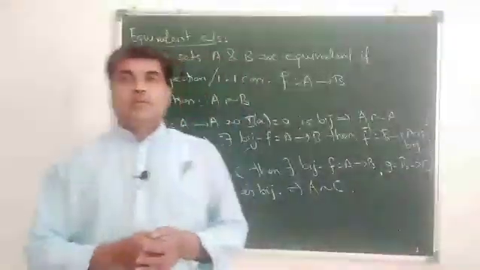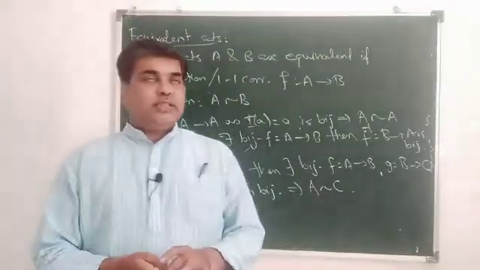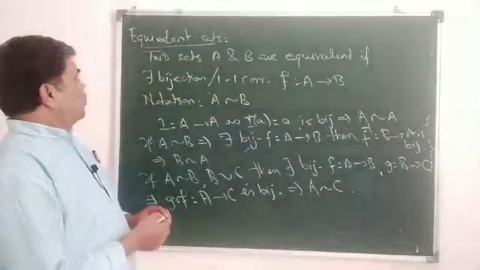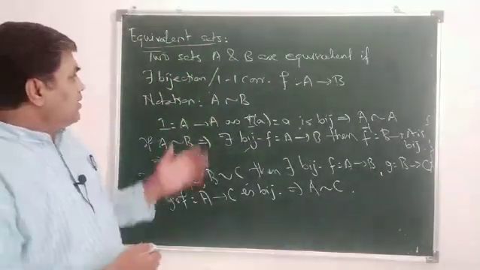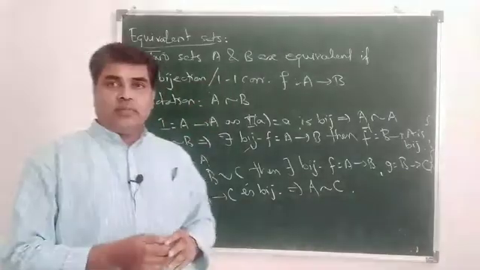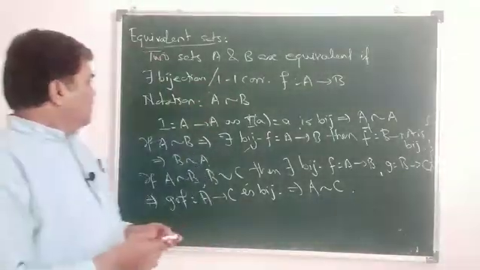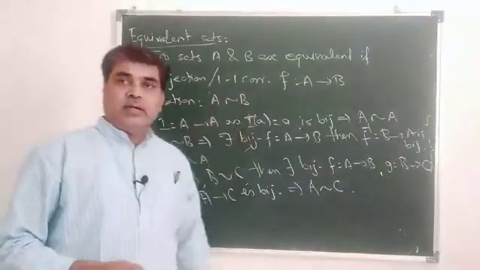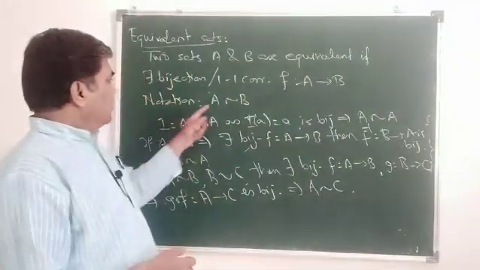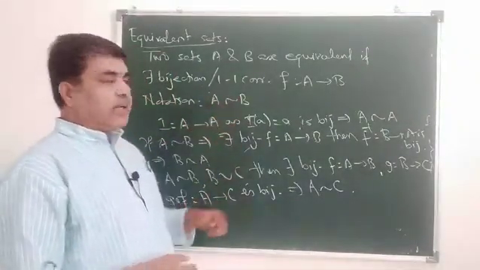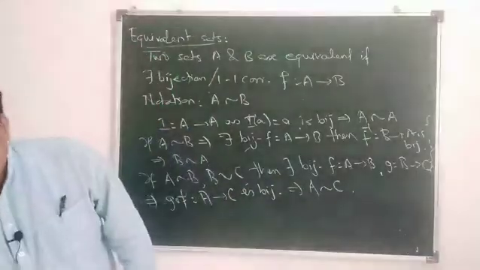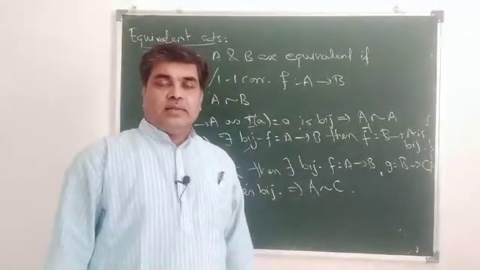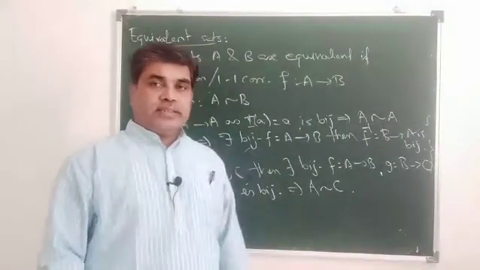Hello students. In the previous lecture we studied the concept of equivalent sets. Two sets A and B are said to be equivalent if there exists a bijective function or one-one correspondence f from A to B. If A and B are equivalent, then we denote it by the symbol A ~ B, and we also explained that the equivalent set relation defined on a collection of sets is an equivalence relation. In this lecture, we will study a few examples on equivalent sets.